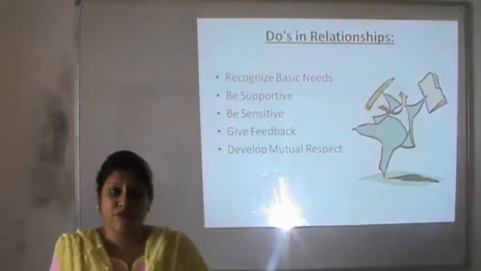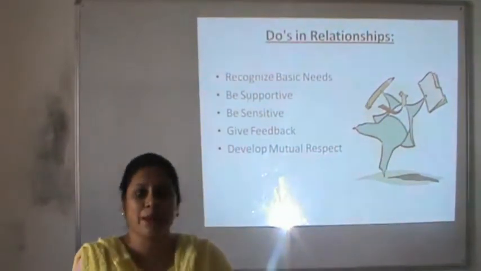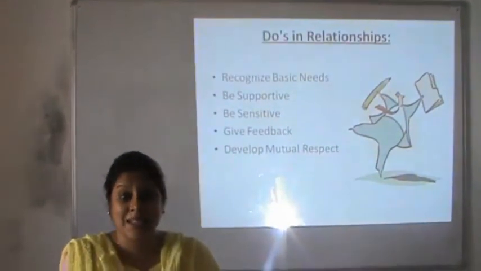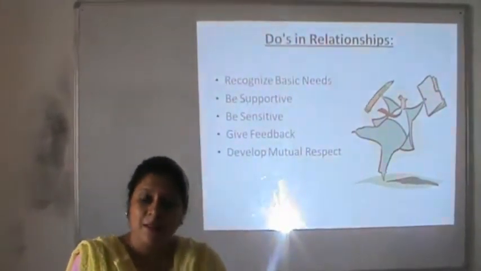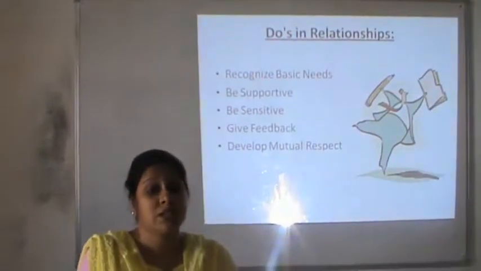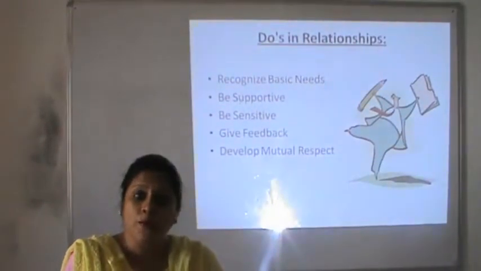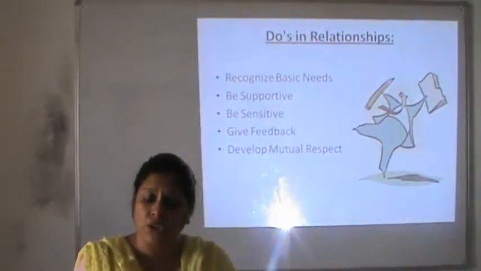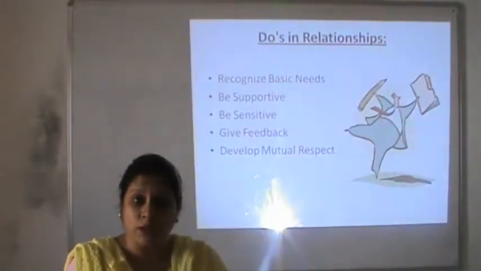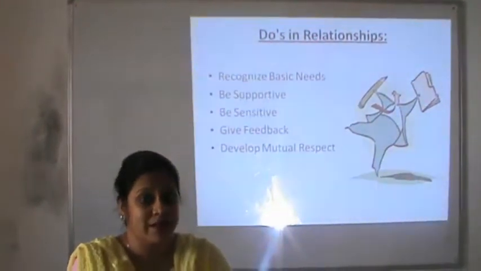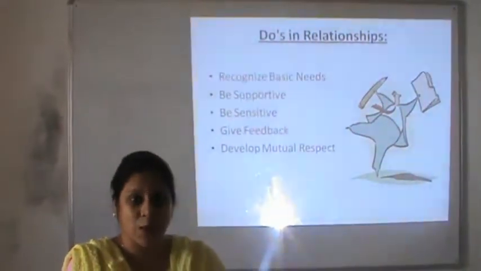The do's in the relationships that you should always maintain and keep in mind whenever you are communicating with people: recognize basic needs. What are the basic needs of the people? What is it that the person basically needs? What is he or she looking for? Once you recognize the basic need of that person, you would be able to frame your conversation according to his or her need. Whatever information he wants, you would be able to give him that information, and that would be easy on your part and the other person's part also.